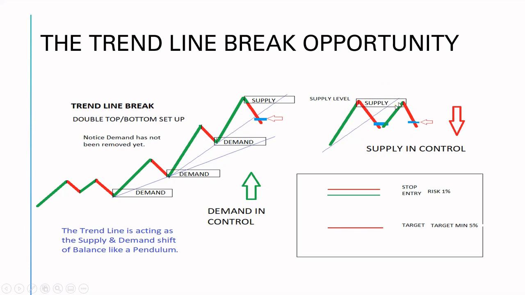But when supply is in control and we broke a trend line, we don't have to remove demand to the left here, because I'm looking for an opportunity in here. I'm not looking for this to reverse and drop. I'm not looking for a trend following strategy. There are plenty of one-trick pony strategies out there. I've got them on my YouTube channel.